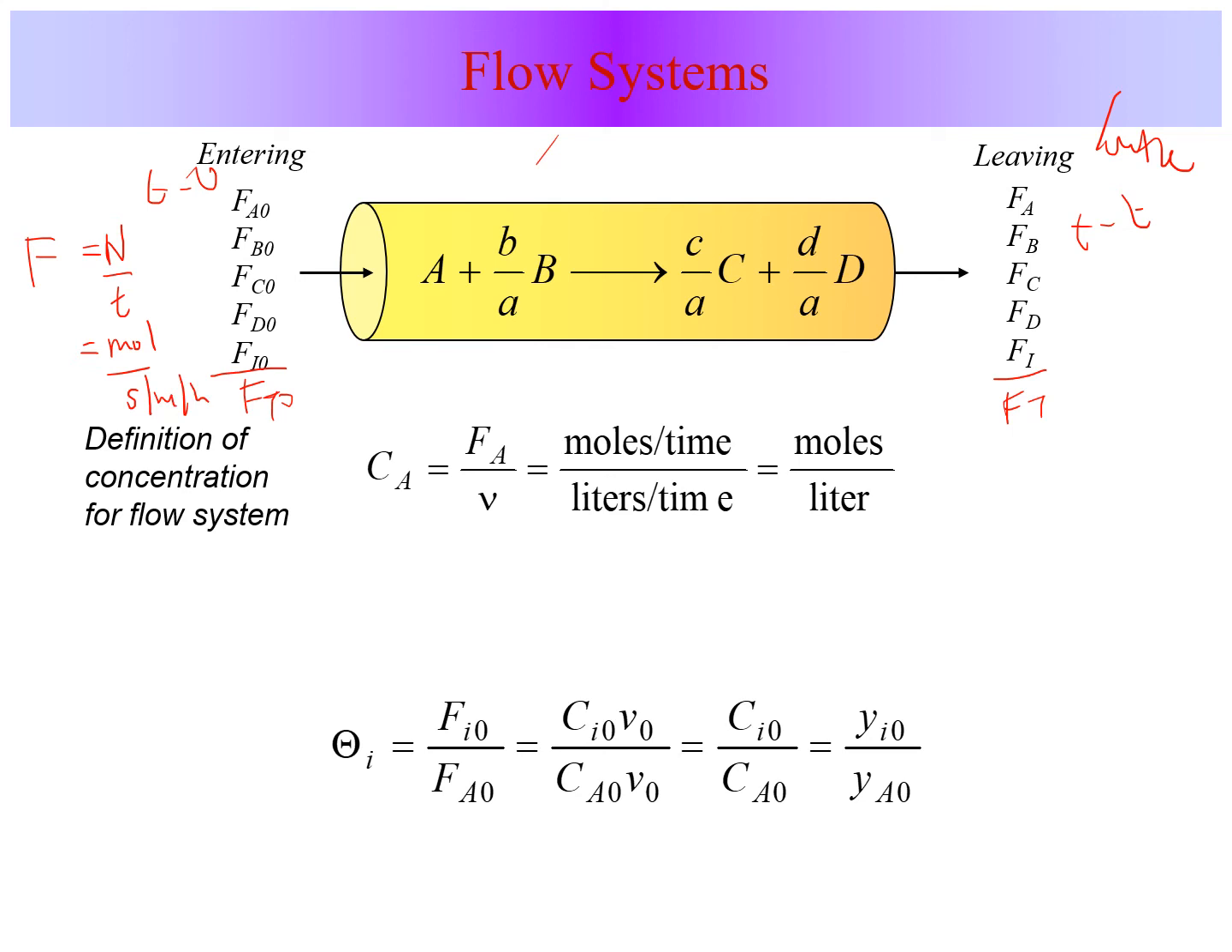Depending on that, how do we relate it with the concentration? CA is equal to FA over v. This is small v, not the capital V, not the volume. This is the volumetric flow rate. FA has the unit of moles over time, and the volumetric flow rate is in liters or decimeter cube over time. At the end you will get the unit of concentration, moles per liter.